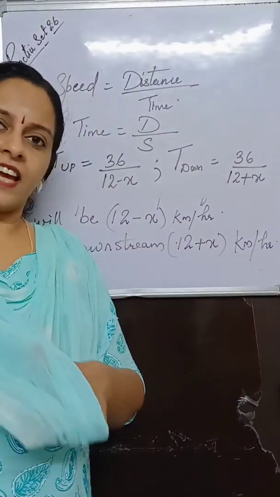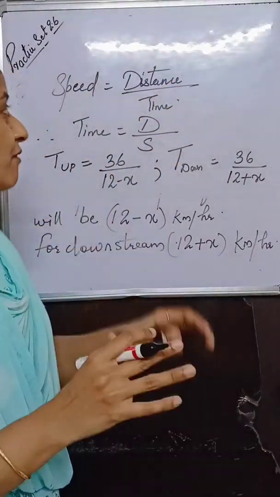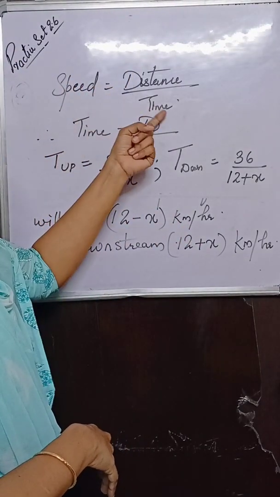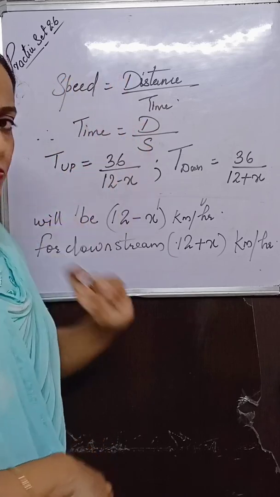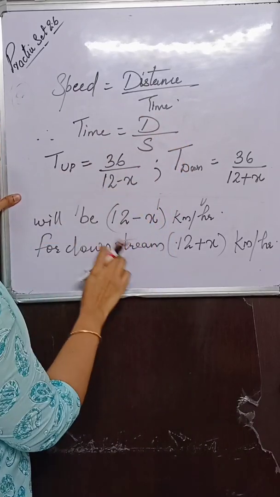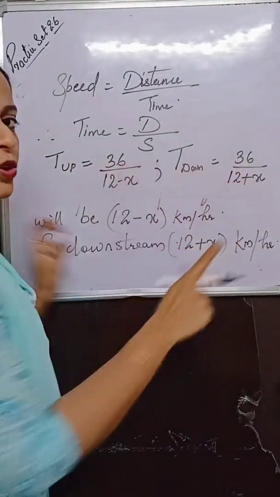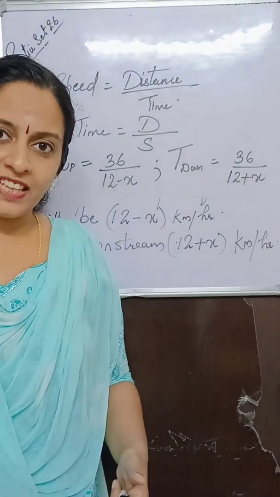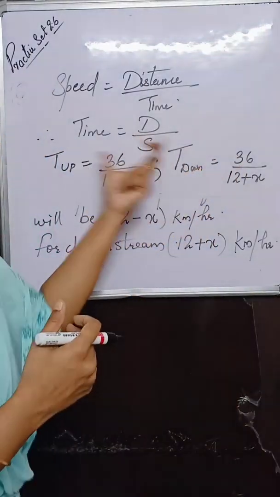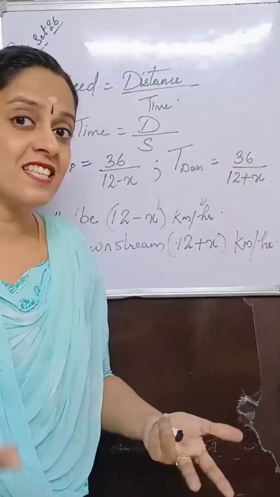Are you understanding? I used the formula for speed is equal to distance upon time, but in the question they have mentioned the total time taken. So I thought of taking time is equal to distance upon speed. What is the speed for upstream? 12 minus x. What is the speed for downstream? 12 plus x. Distance for both is the same, 36, given in the question. 36 km for down, 36 km to come up. Both are the same. Now, total time taken for upstream and downstream is given as 8 hours.